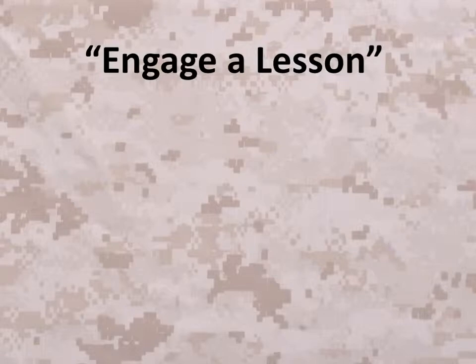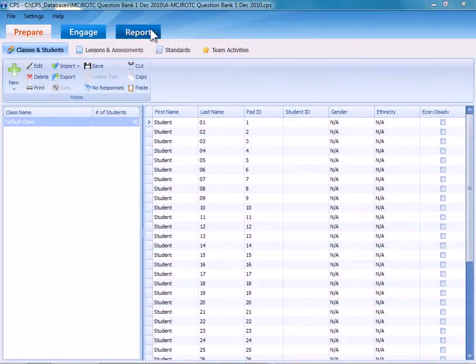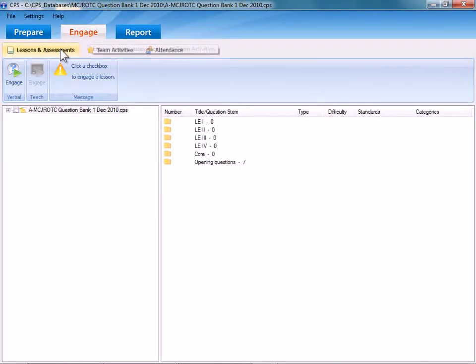In this video, we're going to look at a few different ways to engage a lesson, a process which allows the cadets to use their clickers. Let's start by going to the Engage Main tab and the Lessons and Assessments subtab. In this example, we'll be engaging only one lesson and not using any other linked files like PowerPoints.